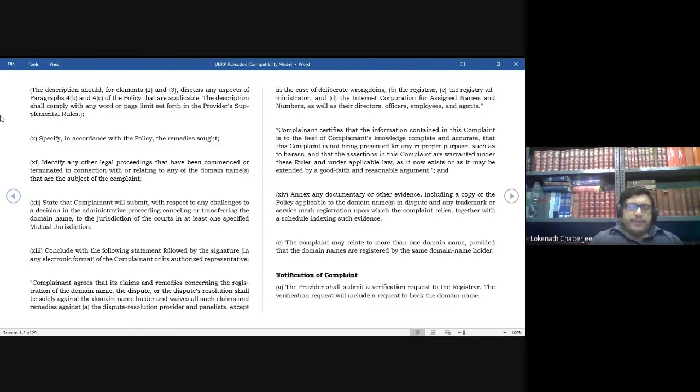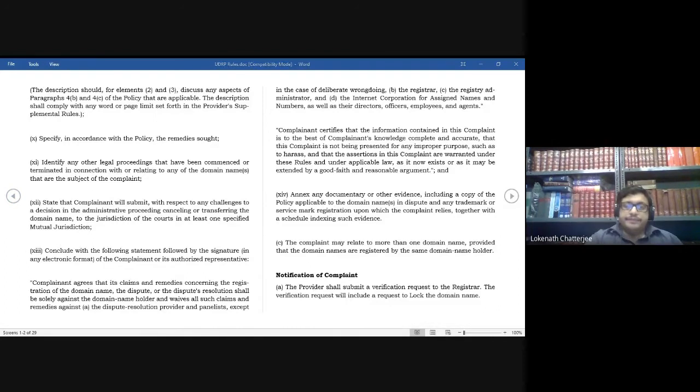Now, the mandatory statement, Roman 13 on the left hand side, has to be made along with the signature. The complainant agrees. This is mandatory. This is something which we cannot change. Complainant agrees that its claims and remedies concerning the registration of the domain name, the dispute or the dispute resolution shall be solely against the domain holder, and waives all such claims and remedies against the dispute resolution provider.